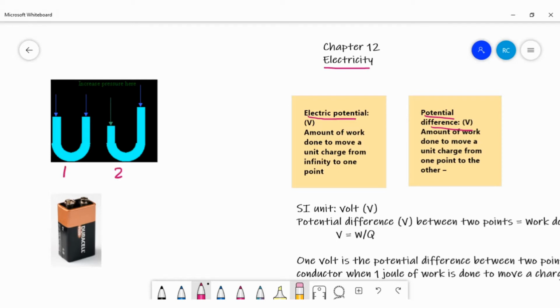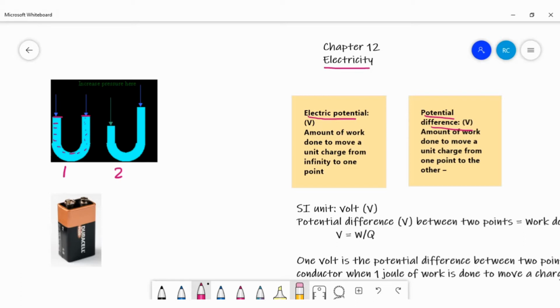In the first one, both ends of the tube are equally arranged. If you consider some water inside this tube, the water will not flow outside. Why? Because both ends are equal, so there is no pressure difference between the two ends of the tube, so the water will keep remaining inside the tube.